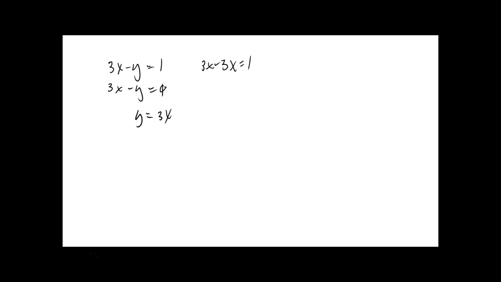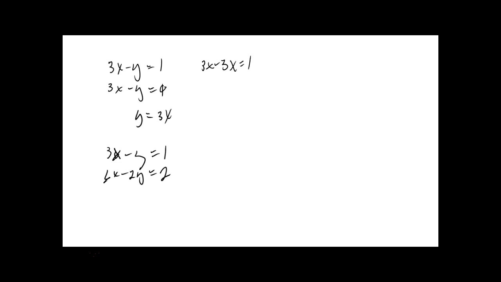Then they had this one. 3x minus y is equal to 1. They like that one. And 6x minus 2y is equal to 2. Now, what would you do with that one? 3x minus y is 1. That's 6x minus 2y is 1? Yeah, 6x minus 2y is 2.